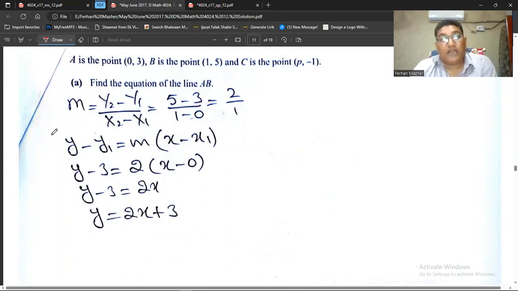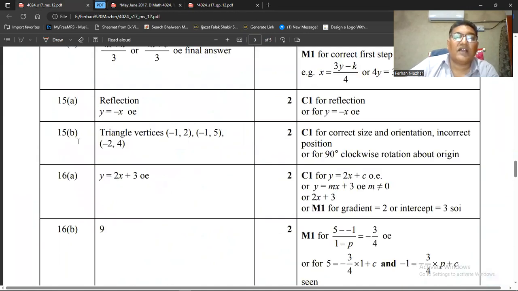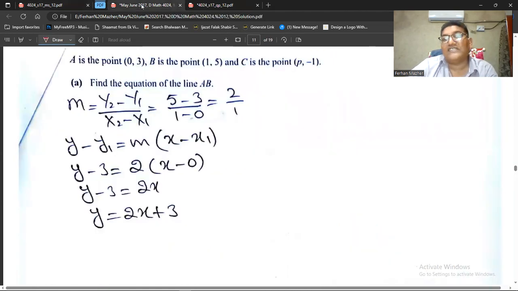Then I can find the equation by using the formula y minus y1 equals m bracket x minus x1. x1 and y1 means the first point and the m means the gradient. So just put those values. So y minus 3 equals 2 bracket x minus 0. So y minus 3 equals 2x. So y equals 2x plus 3. So this is the equation of the AB, and this is the right answer, sir. You can see here. So this is how this is done. First, we try to find out the gradient, then we use that standard equation y minus y1 equals m bracket x minus x1 to find out the equation.